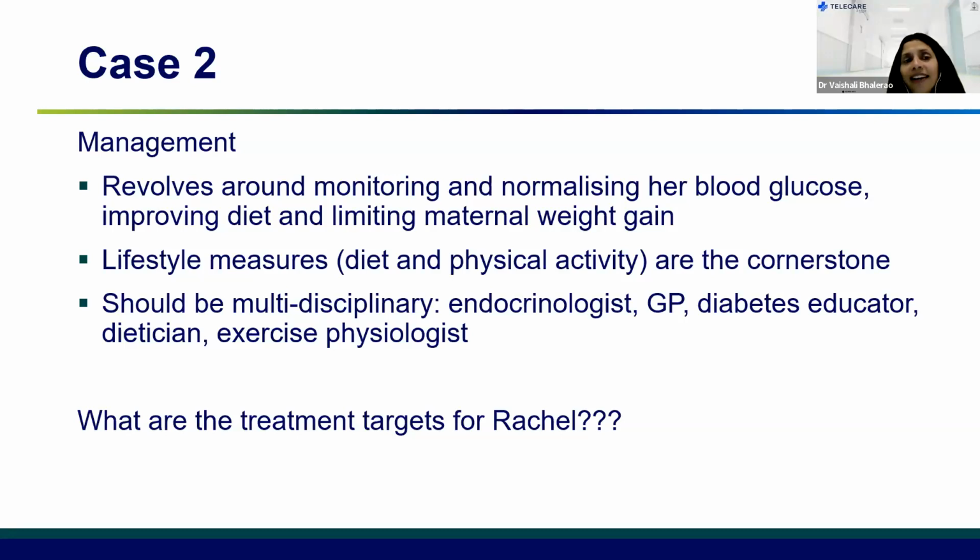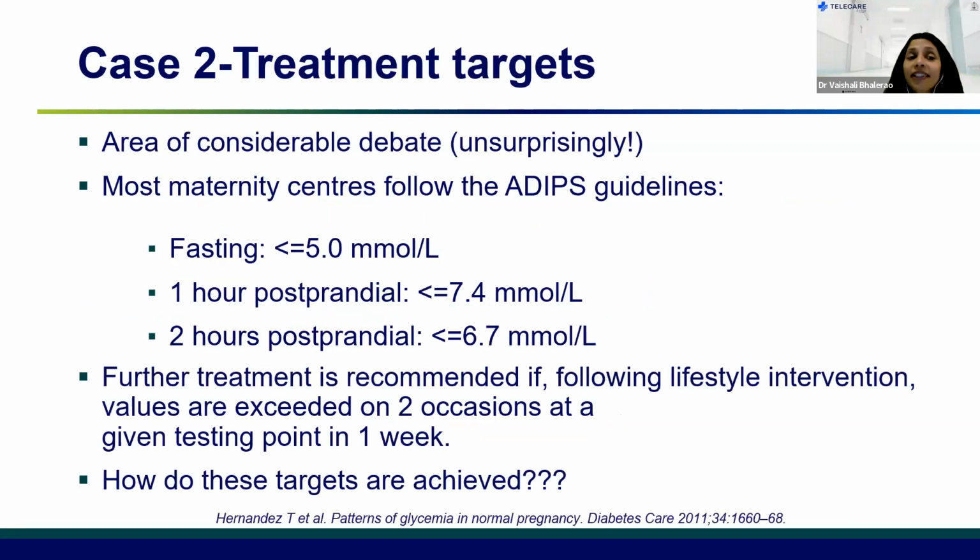They vary. These are areas of considerable debate, unsurprisingly. Most maternity centers follow ADIPS guidelines. So fasting blood sugar less than or equal to 5. 1 hour postprandial less than or equal to 7.4. 2 hour postprandial equal to or less than 6.7. Further treatment is recommended if, following lifestyle intervention, values exceed targets on 2 occasions at a given testing point in 1 week. So how do we achieve these targets?